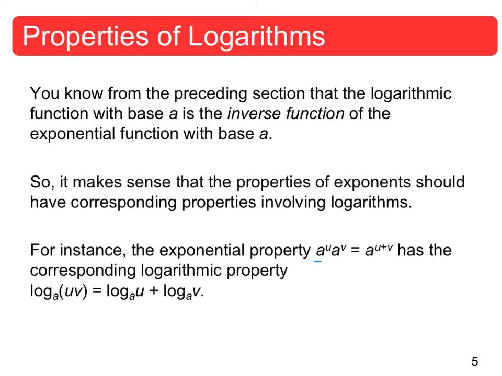I've got a to the u times a to the v. Okay, so let's think about this as a squared times a to the third. To solve that, we would add those two together and we would get a to the fifth. Okay, our log property, so here I am multiplying u and v together. Now this is base a, so my base has to stay the same. When I have that, I can separate that into log base a of u plus log base a of v.